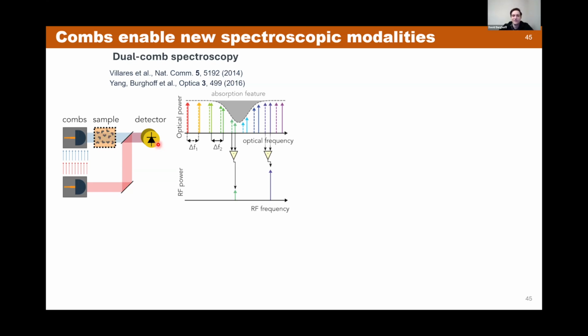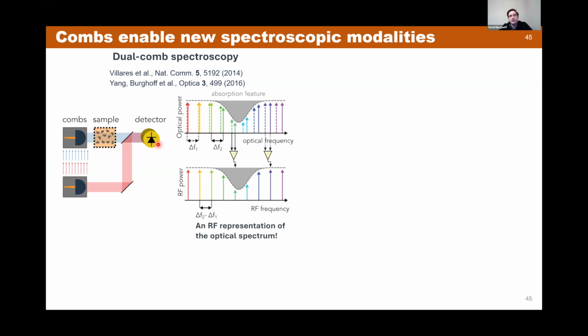Each beat frequency is at a different RF frequency. And so what you've done by doing this, by beating these two combs together, is you've made an RF representation of an optical spectrum.